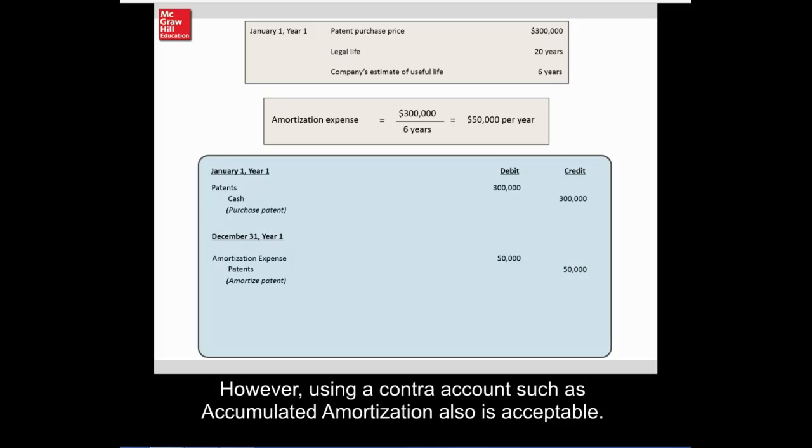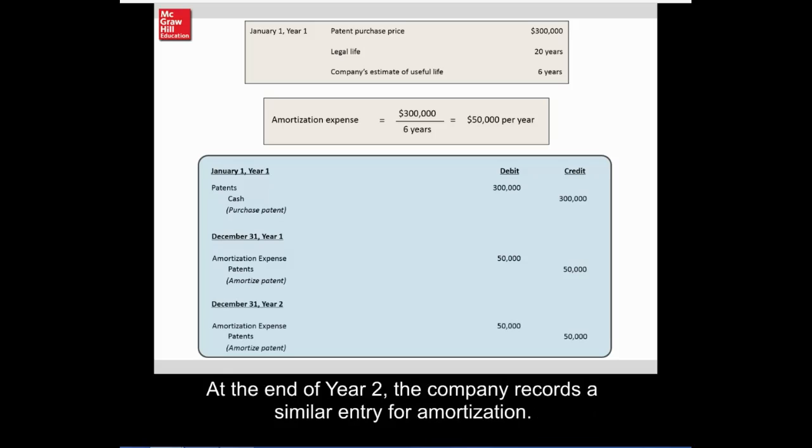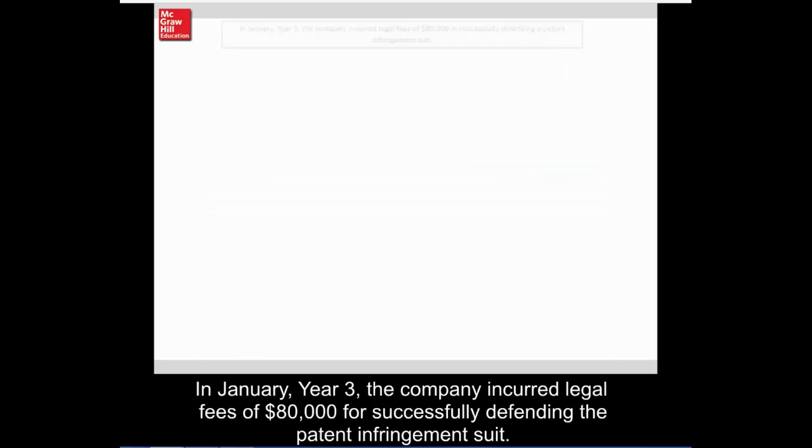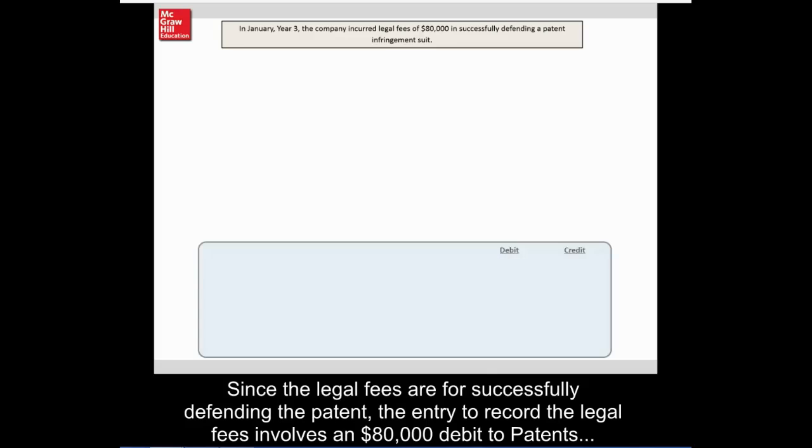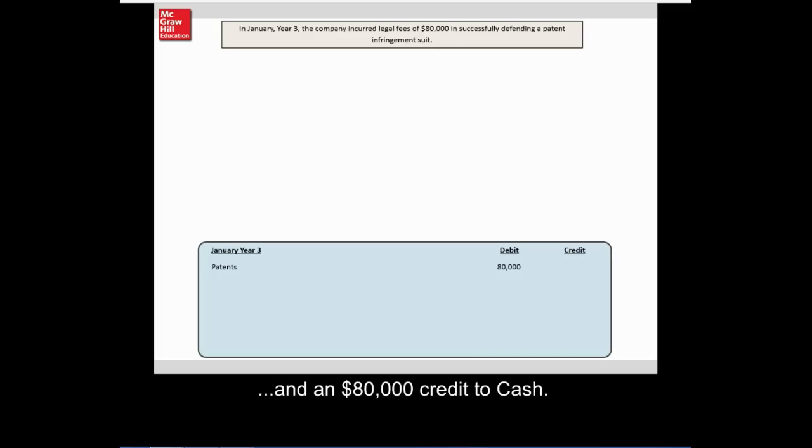However, using a contra account such as accumulated amortization also is acceptable. At the end of year 2, the company records a similar entry for amortization. In January year 3, the company incurred legal fees of $80,000 for successfully defending the patent infringement suit. Since the legal fees are for successfully defending the patent, the entry to record the legal fees involves an $80,000 debit to patents and an $80,000 credit to cash.